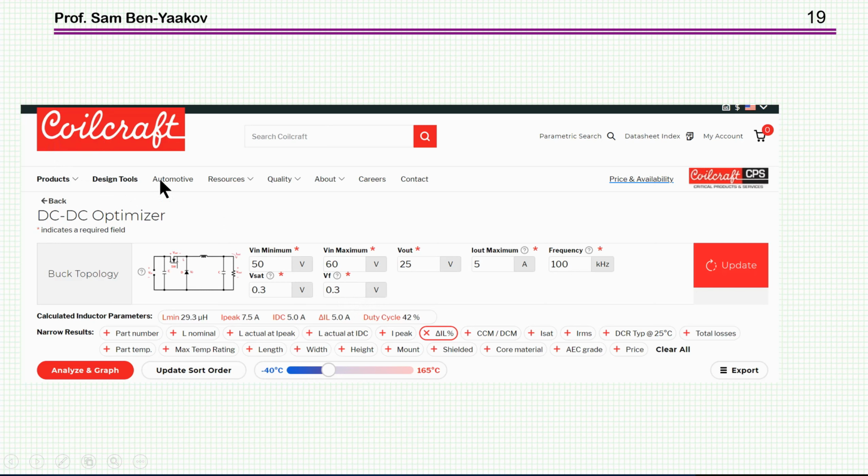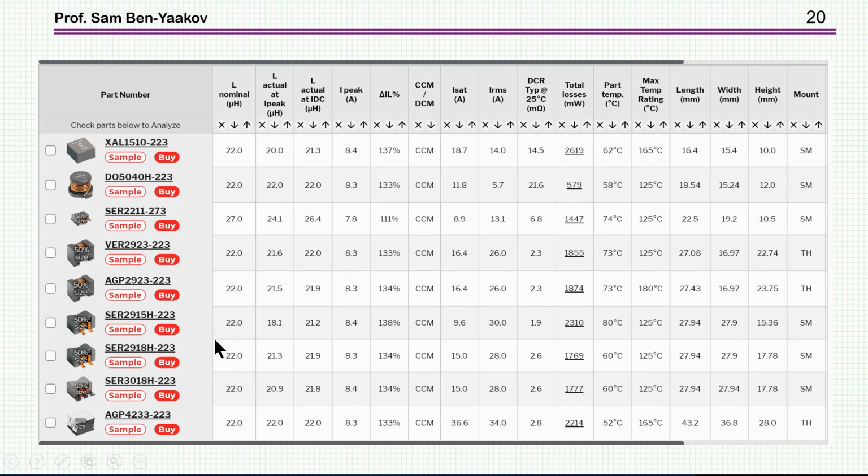And here's the Coilcraft panel. It shows the converter topology, and then you can put in parameters for the operating point. I've put in parameters which are close to the operating point of the converter that I've shown before, so we'll get a feeling of the same thing. This is about 50 or 60 volt, we have 5 amp, 100 kilohertz. And here is what I'm getting.